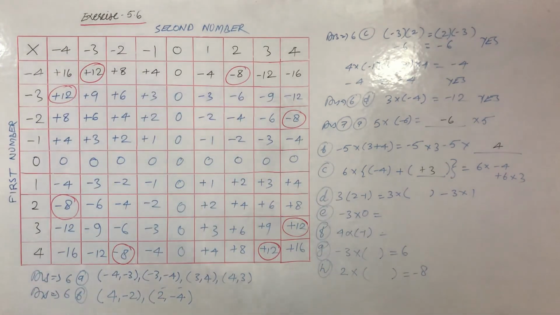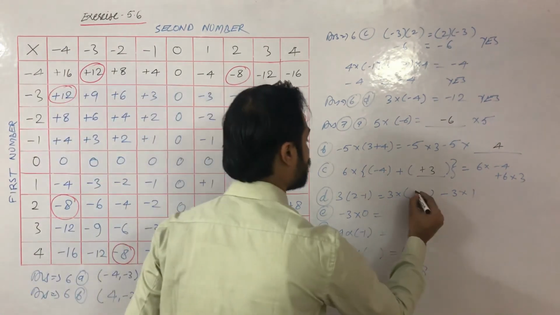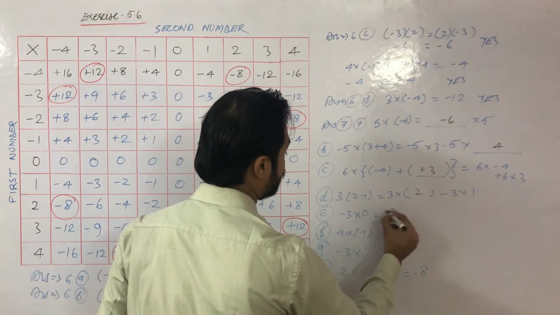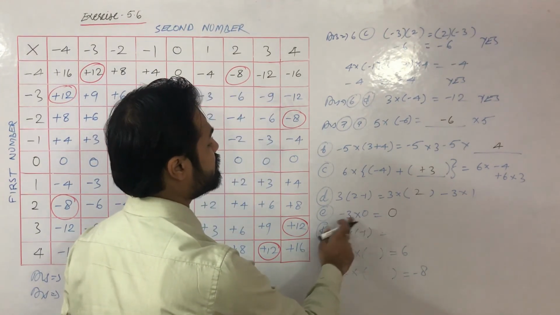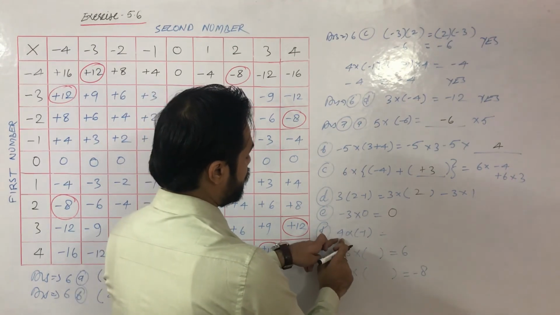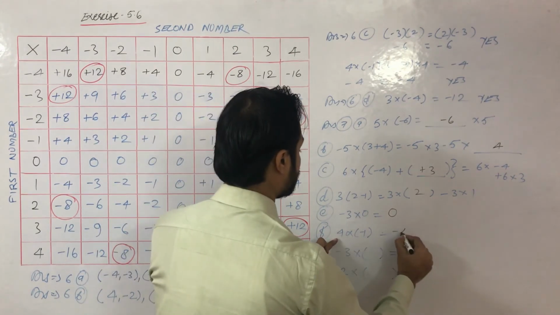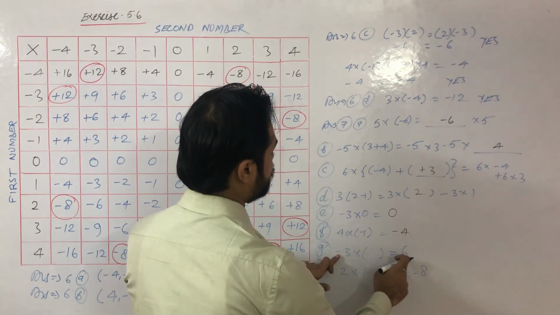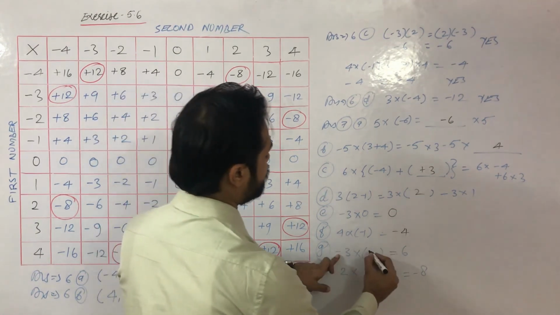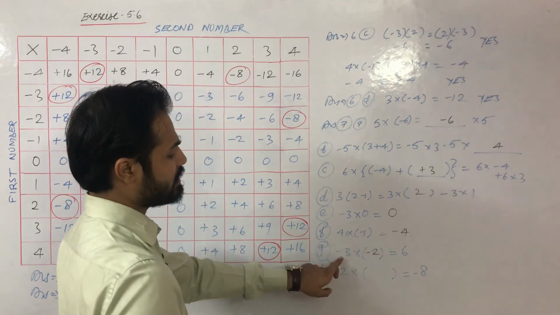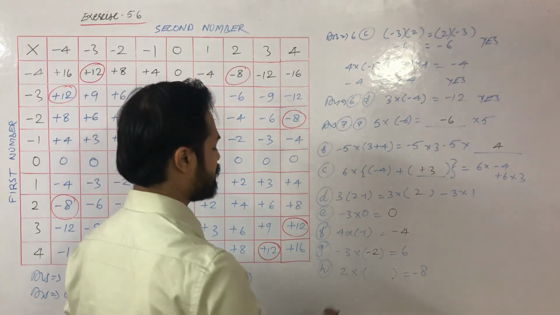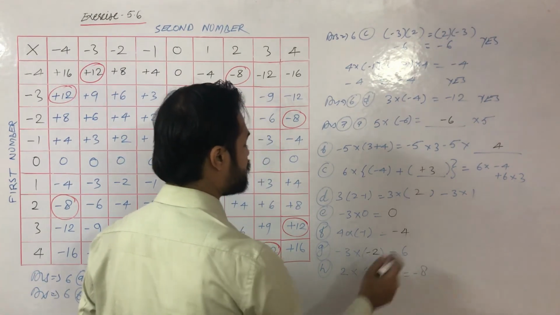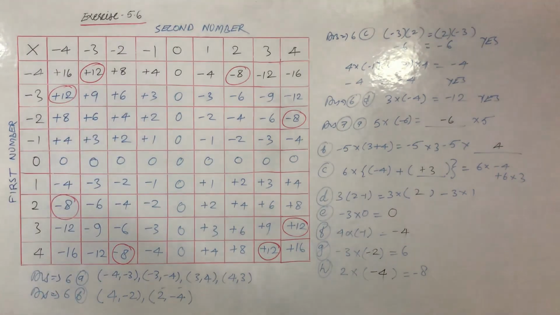Next, 3 into 2 minus 1 is 3 into 2, minus 3 into 1, distributive property, yes. Minus 3 into 0 is 0. 0 multiplied by any integer is always 0. Then 4 into minus 1 is minus 4. Minus 3 into blank equals 6. So 6 divided by minus 3 is minus 2, or if you multiply minus 2 by minus 3 you will get 6. So minus 2 is the answer. And here the answer is minus 8. So 2 into minus 4 is minus 8. So these are all correct answers.